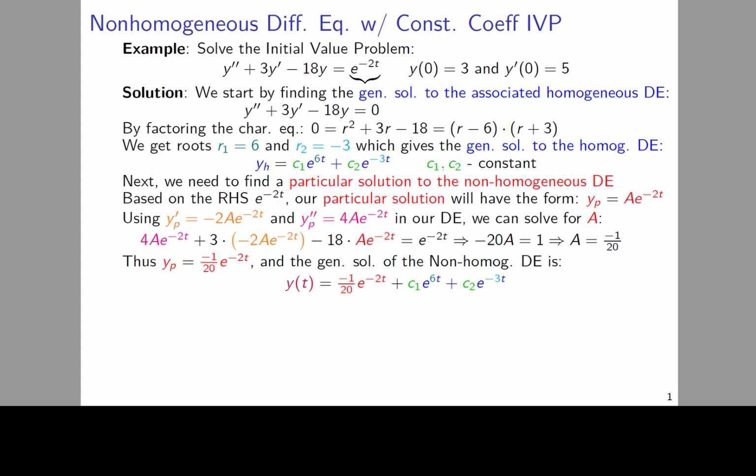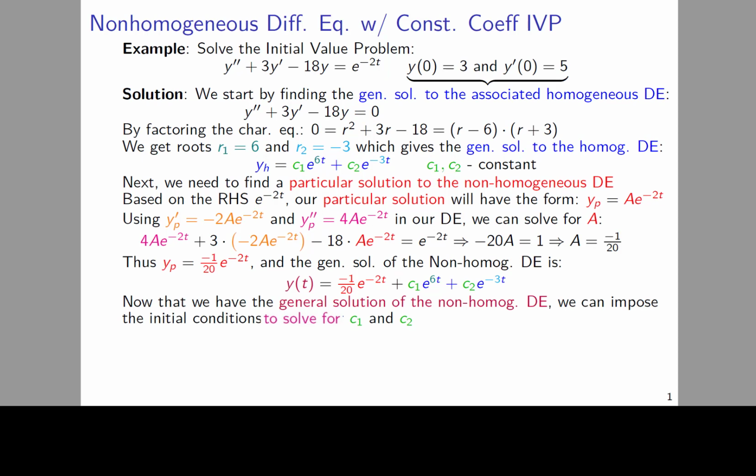To solve the initial value problem, we need to impose our initial conditions, y(0) = 3 and y'(0) = 5, and solve for c1 and c2. If you'd like to see the steps of this done out, you can click the link to the right.